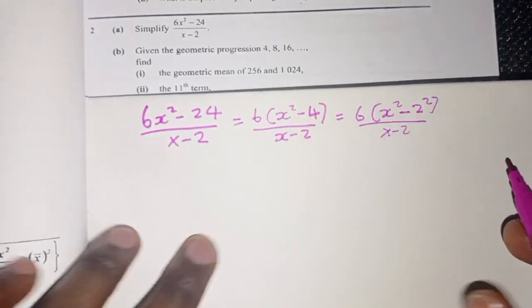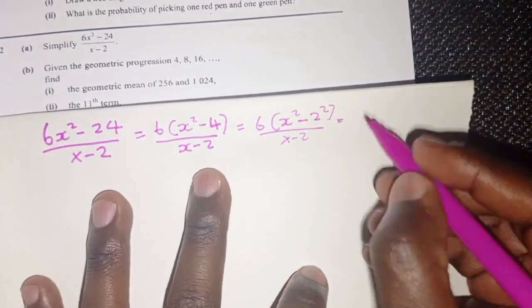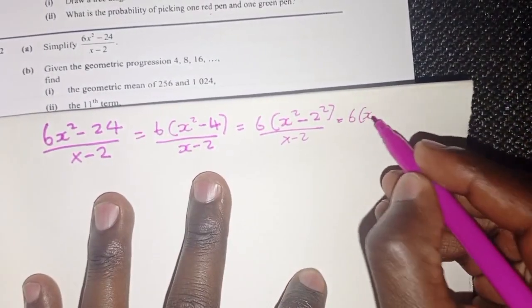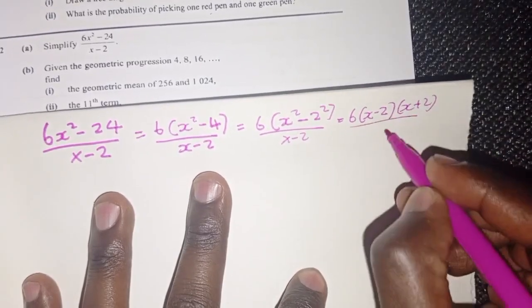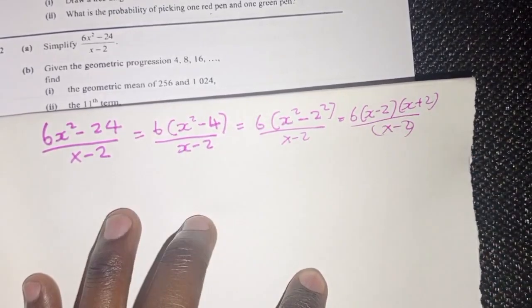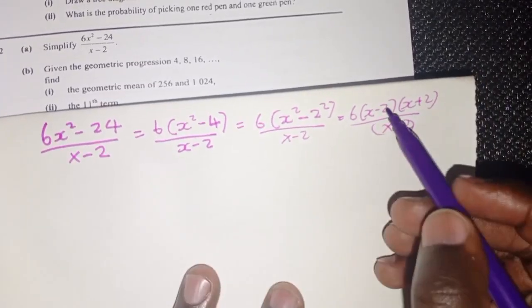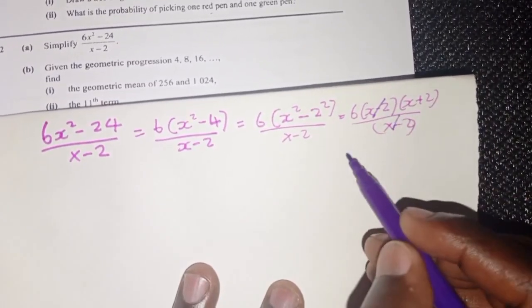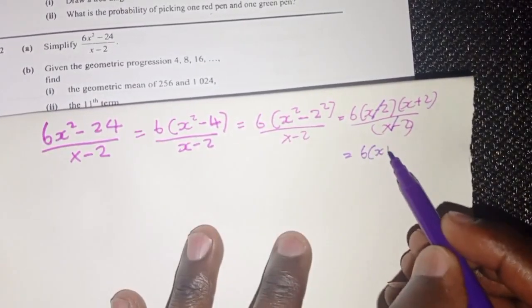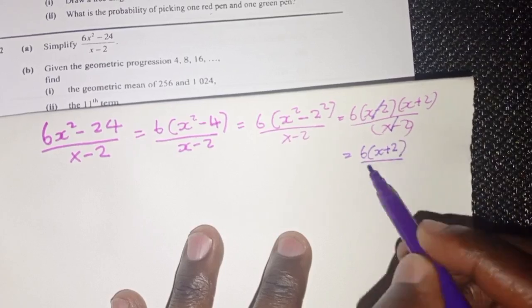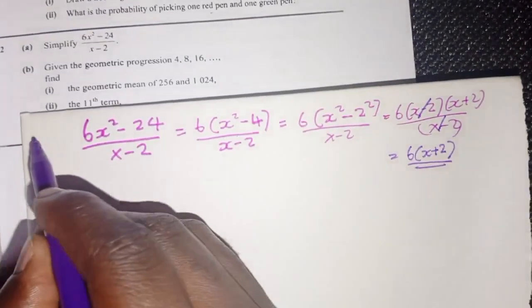Now this becomes a difference of 2 squares, which is the same as 6 times x minus 2, then x plus 2, over x minus 2. After doing the difference of 2 squares, you notice this and this are the same, so they can divide. The final answer basically becomes 6 times x plus 2. We have simplified that. So we go to question B. This was 2a.